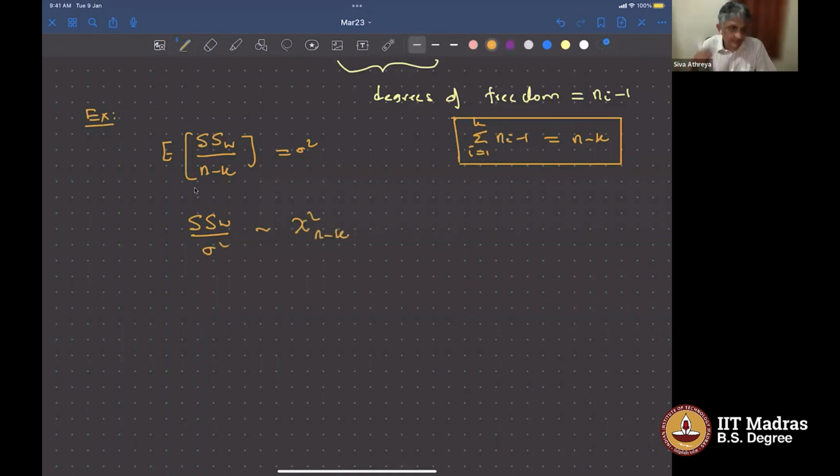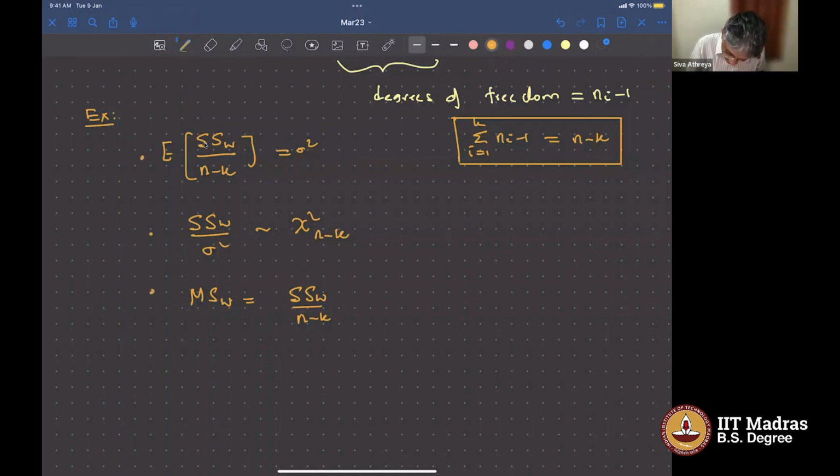And this term is called the mean squared within. So the mean squared within is defined as SSW by n minus k. That's the definition of the mean squared within. So the mean squared within is a good estimate of sigma squared. It's an unbiased one. And SSW has degrees of freedom n minus k. This is the first fact to keep in mind.